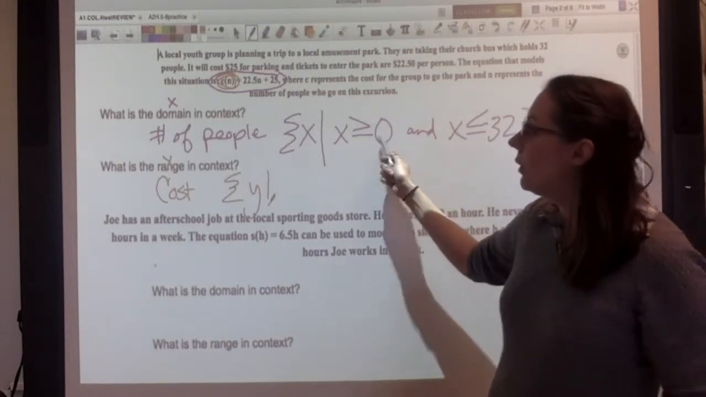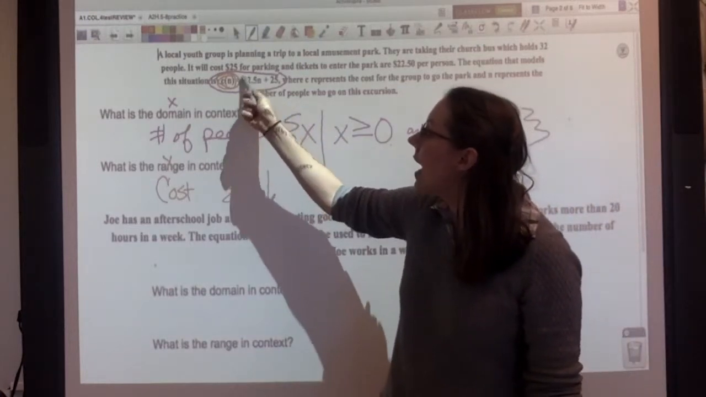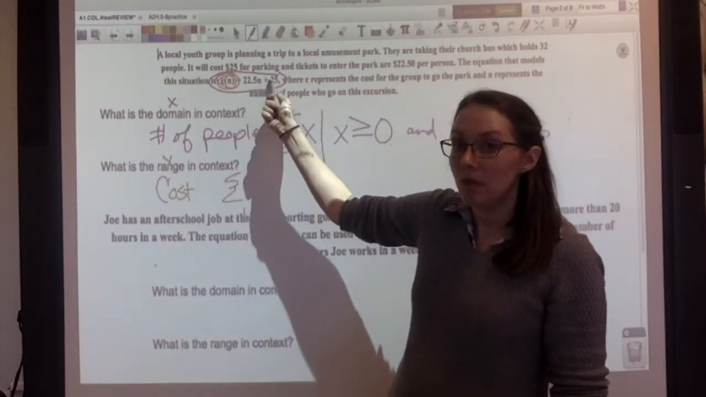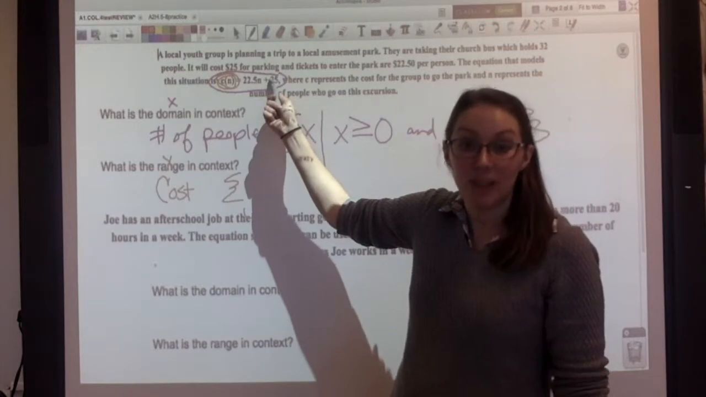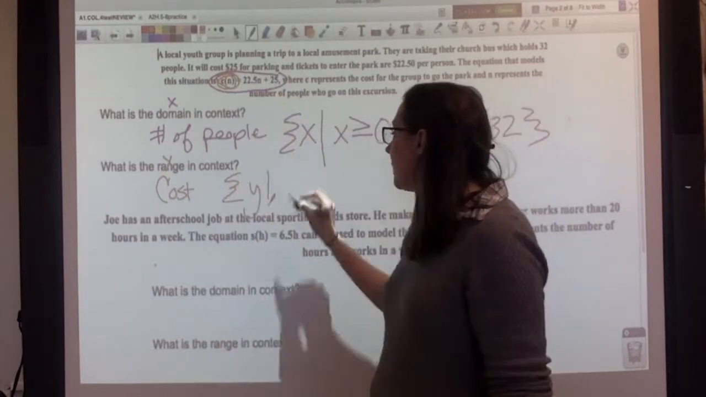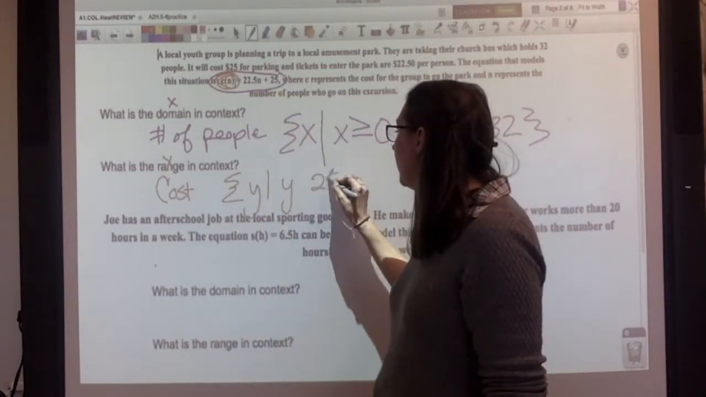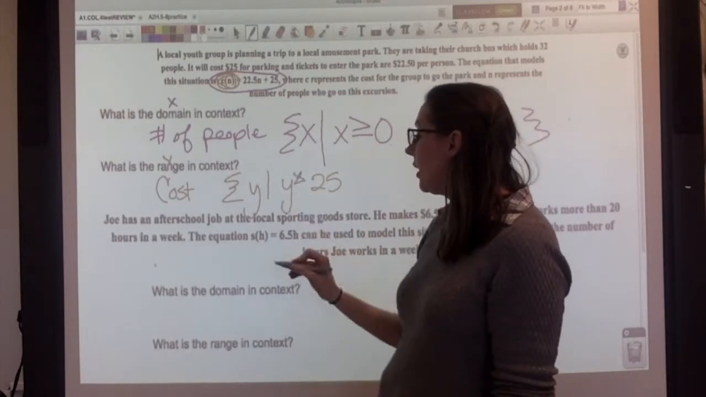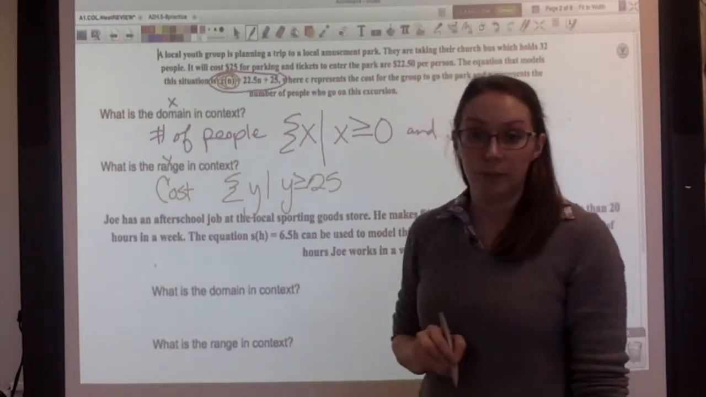But if we're talking about 0 people for our domain, okay, then our range is going to be limited by 0 people. Meaning, if we put a 0 in for our X, we still would be paying for parking. Our minimum amount to spend is going to be 25. So I'm going to put Y and 25. Our cost is going to be greater than 25 or equal to it.